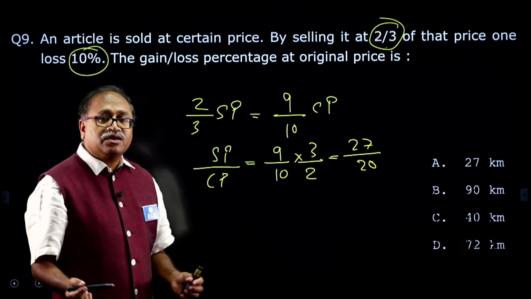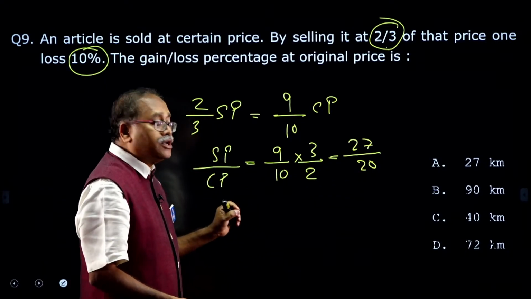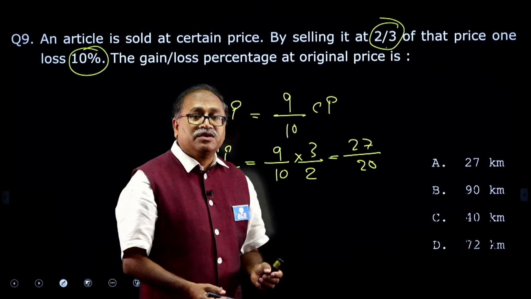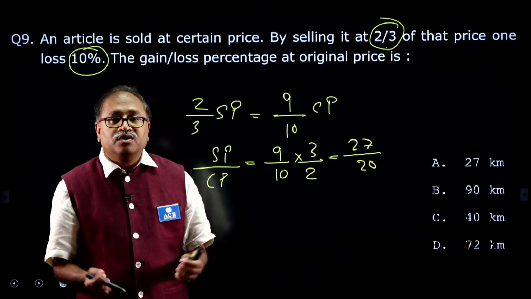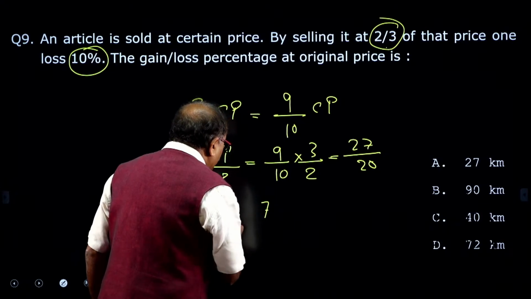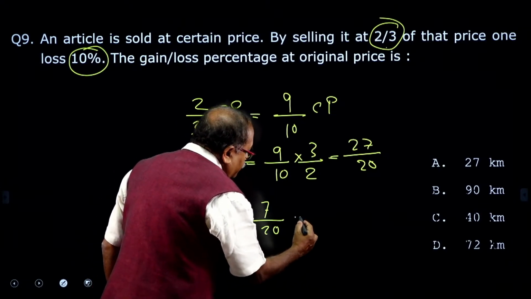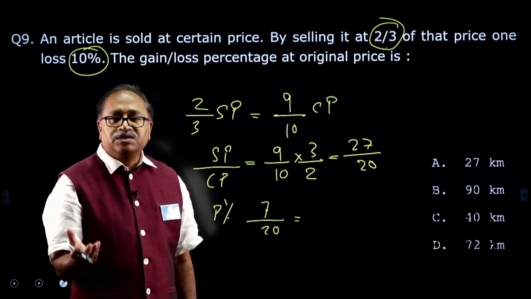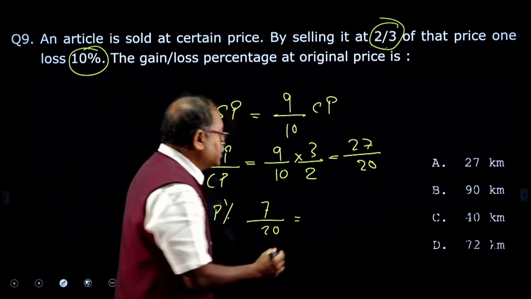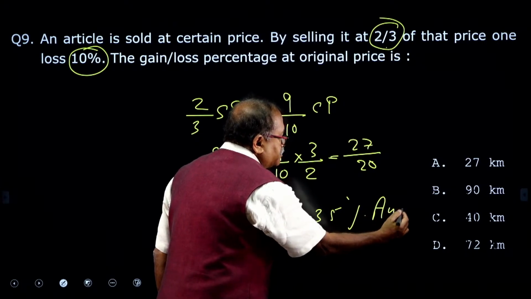This is the last question of the class. So, here I see that if cost price is 20, then selling price is 27. Selling price is more than cost price. Profit, how much profit? 7 profit over 20. So, profit percentage will be 7/20, and we know 1/20 is 5%, so 7/20 is 35%. So, here 35% profit, that is my answer.